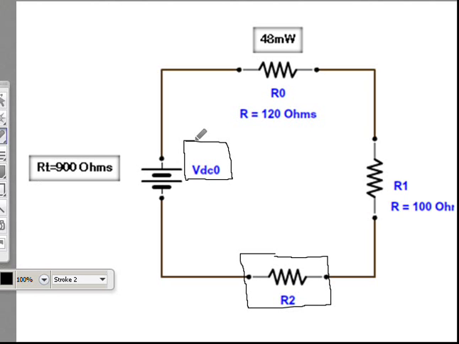Well, quickest and easiest in this situation is figuring out R2. Because what we do know is the value of 2 of the resistors, 120 ohms and 100 ohms. And we also know the total resistance. So finding the resistance is as easy as subtraction. You're going to subtract 220 ohms from 900 ohms. And that will give you your last value, of course. So R2 is going to be equal to 680 ohms.